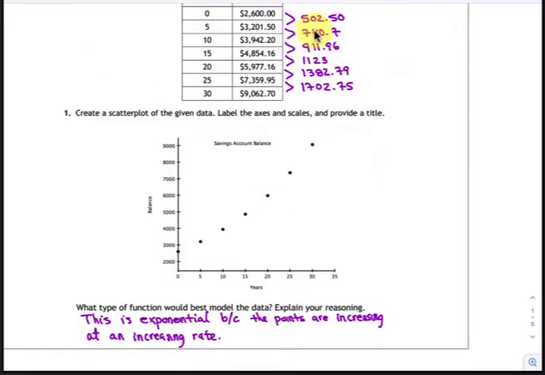We can tell that the data is increasing at an increasing rate by looking at the differences between each number. To go from the first value to the second value, we add 502. To go from the second to the third, you're adding 740. To go from the third to the fourth, you're adding 911. So the amount that you're adding is increasing, and therefore that supports the fact that the data is increasing at an increasing rate, and therefore it is exponential.